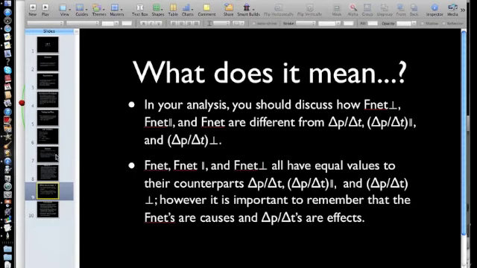F-net and F-net parallel as well as F-net perpendicular have equal values to their counterparts, the change in momentum divided by the change in time and its parallel and perpendicular components. However, it is important to remember that F-nets are the causes and the change in momentum over the change in time are effects. So although they have the same values, they are different because one is a cause and one is an effect.